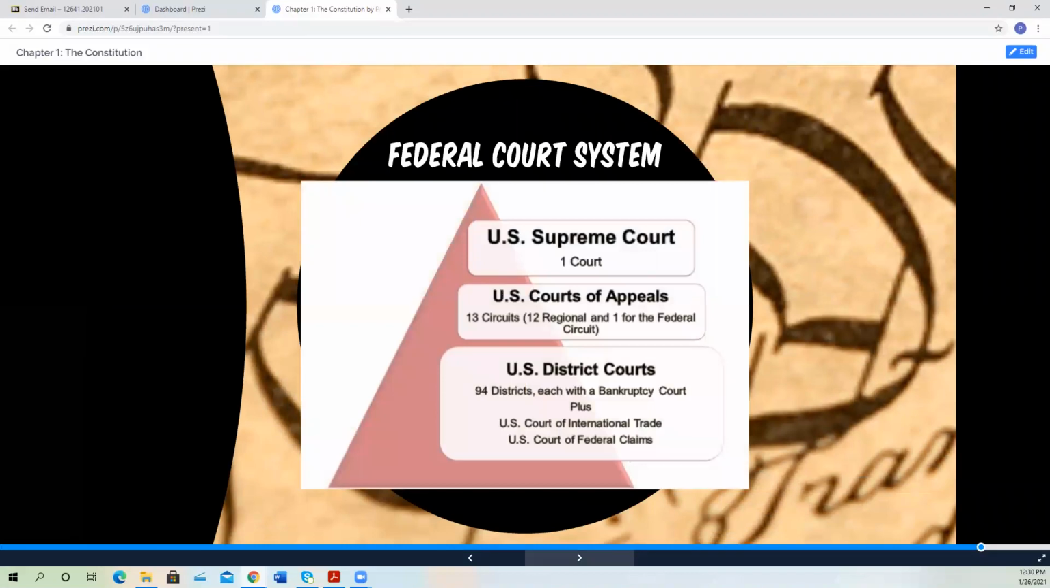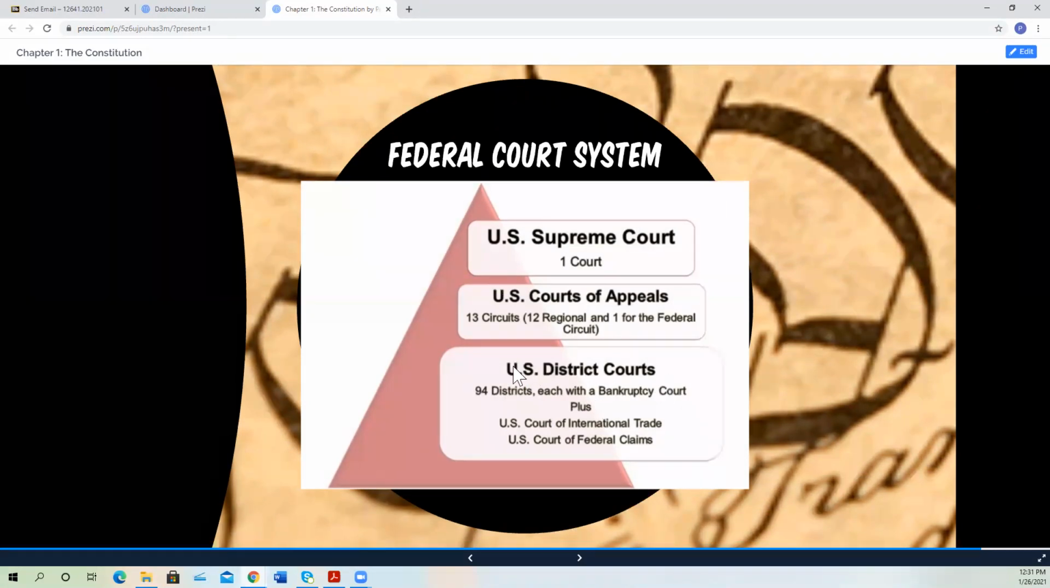Let's take a look at the federal court system really quick. This is the way the federal court system is set up. We have U.S. district courts, U.S. courts of appeals, and the U.S. Supreme Court. As you can see, there are 94 districts in this country. We also have a district bankruptcy court, a U.S. Court of International Trade, and a U.S. Court of Federal Claims. For testing purposes, just know the number 94, that we have 94 districts.